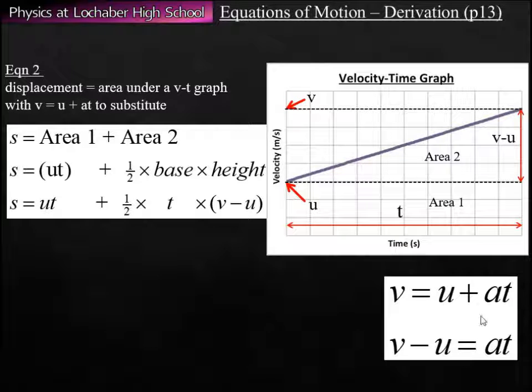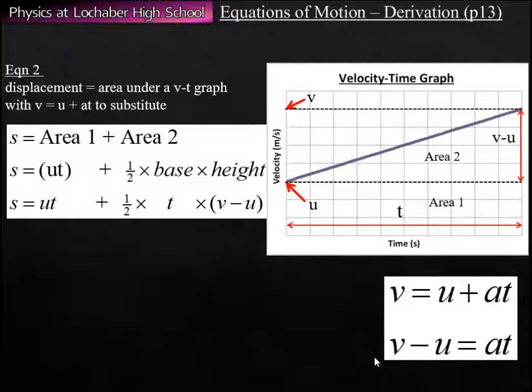So there's an extra step. And the extra step is to go back to what we had before. On the last slide we ended up with this equation here, v equals u plus at. If you go back one step, we had this. Or indeed you can just take away u from both sides.